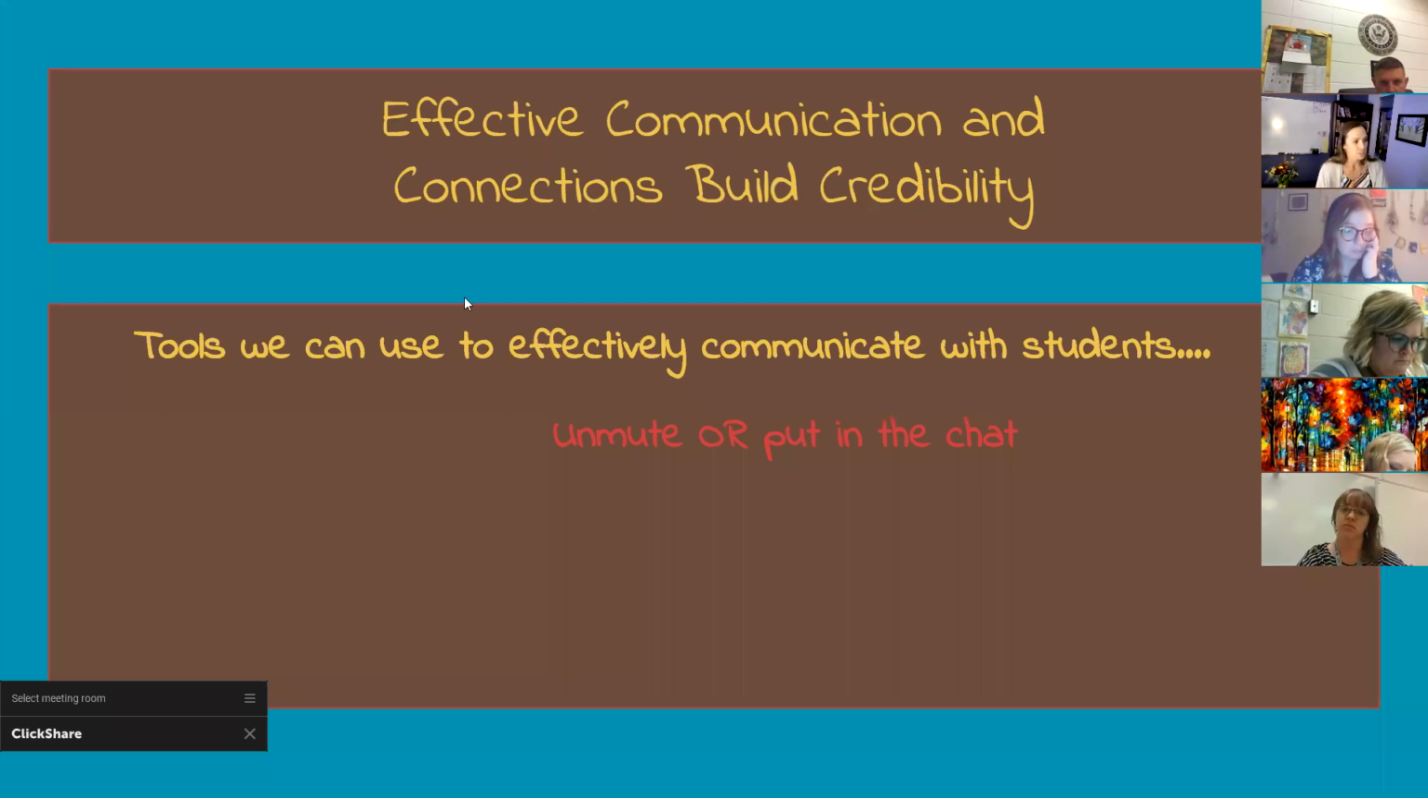So effective communication. What are tools you use to effectively communicate with students? Our good friend Mary already shared that she uses Dojo with her students, so her students are in and her parents. You can unmute or put it in the chat. Seesaw. So you're using Seesaw for parent communication too?